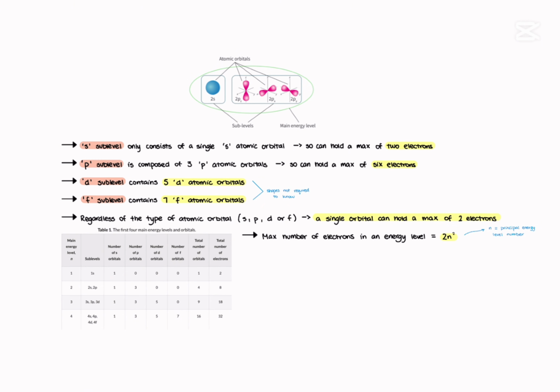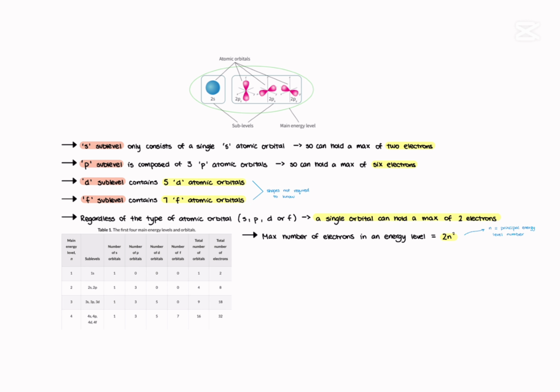And for the D sublevel, it contains 5 d atomic orbitals. F sublevel contains 7 f atomic orbitals. The shape of these 2 atomic orbitals are not required for the IB curriculum, so I'll not be talking about those. And the D sublevel can hold a maximum of 10 electrons, and the F sublevel can hold a maximum of 14.